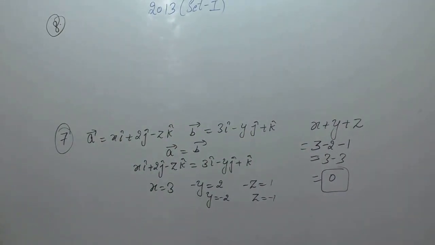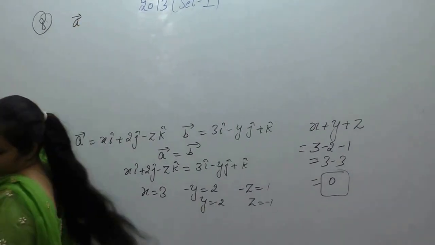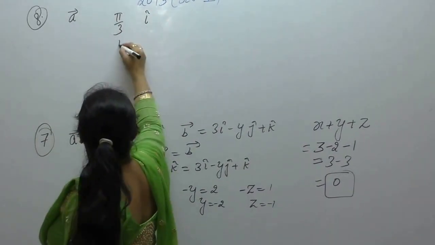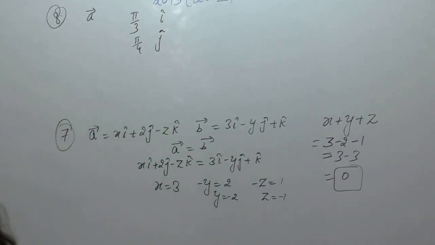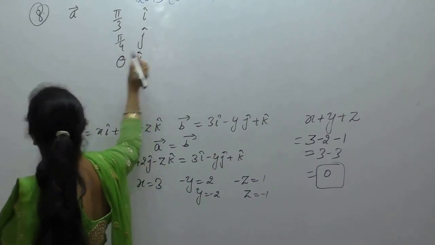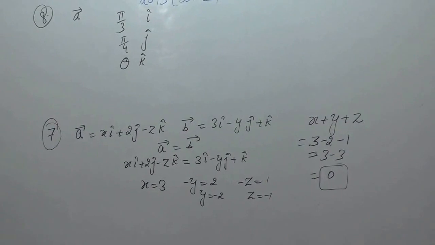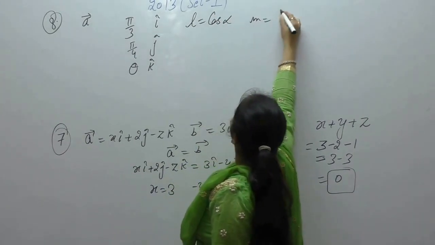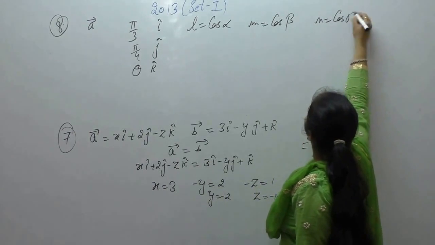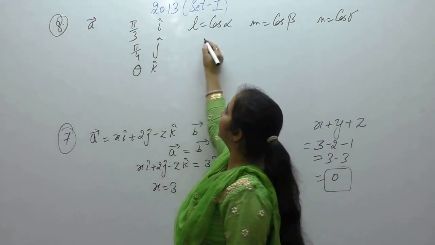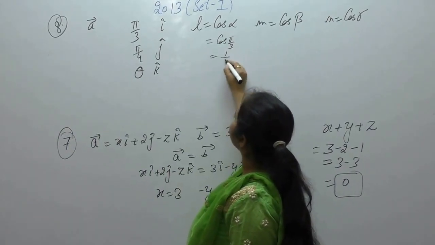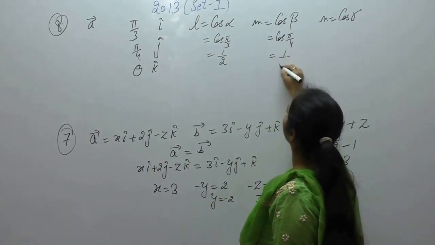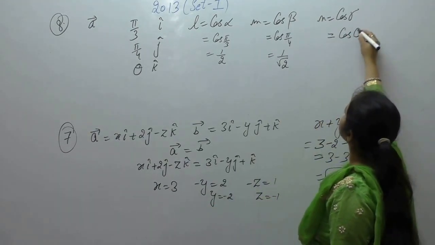Next one is, if a unit vector A makes an angle pi by 3 with i cap, pi by 4 with j, and an acute angle theta with k, then find the value of theta. Here we have been given the angles. We know l is equals to cos alpha, m is cos beta and n is cos gamma. With the x axis, the angle is pi by 3, cos pi by 3 value is 1 by 2. With the y axis it is making an angle pi by 4, cos pi by 4. And with the z axis the angle is theta.